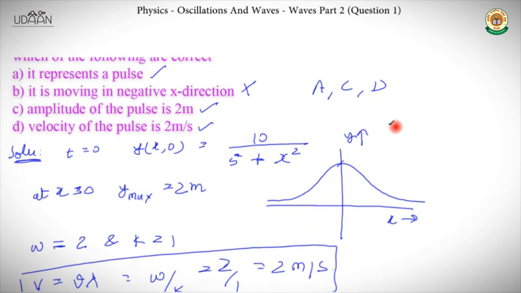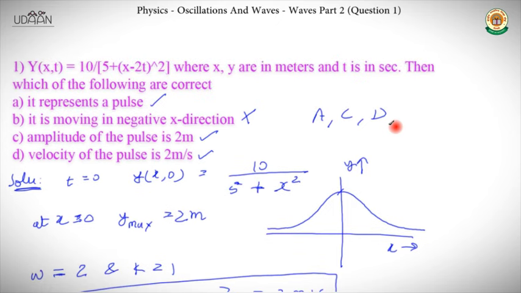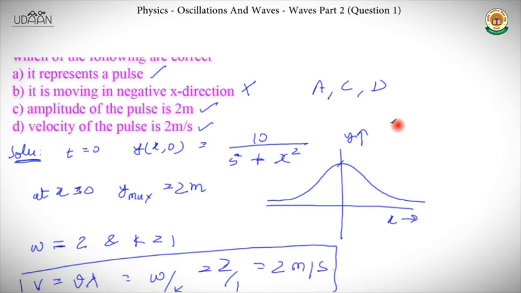And then we saw that it was a function of the form omega t minus kx, which tells us that it was traveling in the positive x direction. So obviously option D was wrong. And then we found out the amplitude.